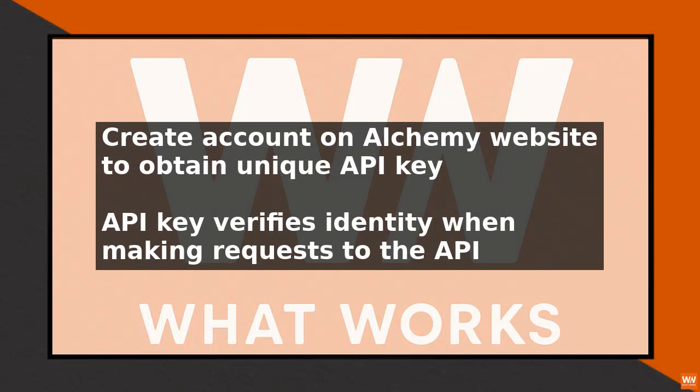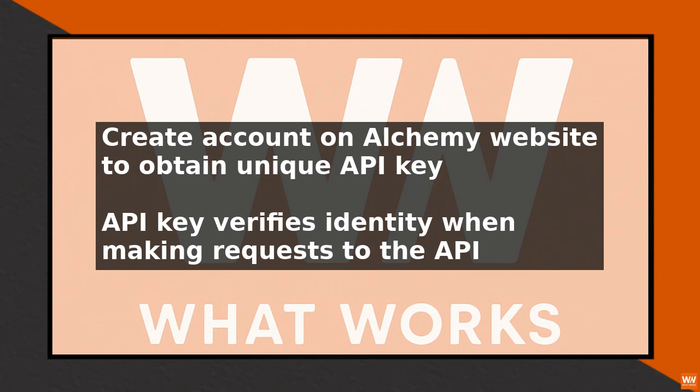To authenticate Alchemy WebSocket API, you need to start by creating an account on the Alchemy website and obtaining an API key. This key is unique to your account and is used to verify your identity when making requests to the API.